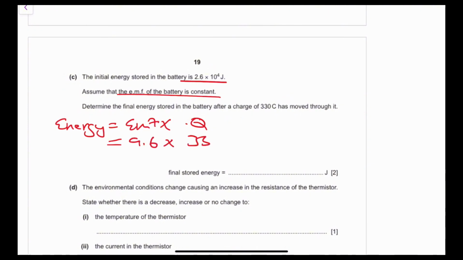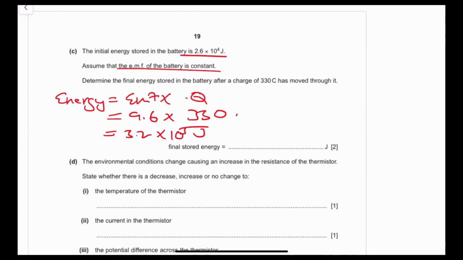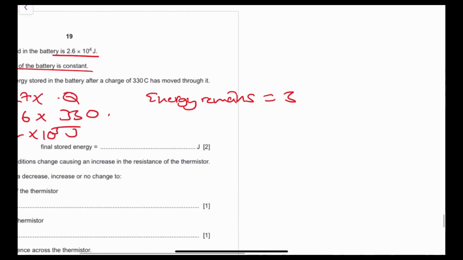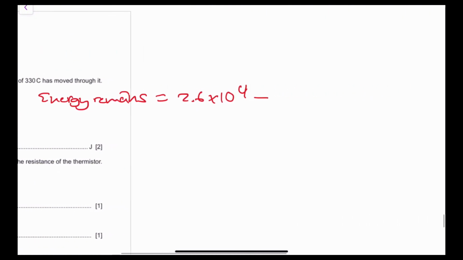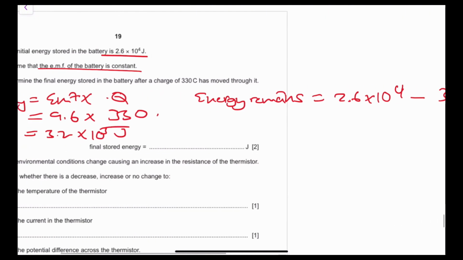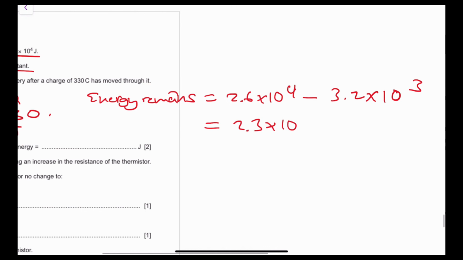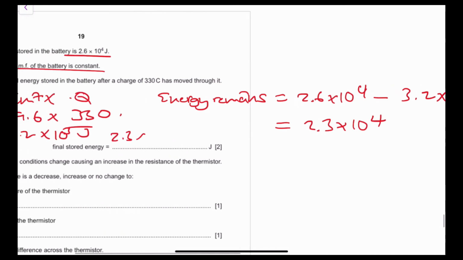So if we have 330 passing, that means the energy is 3.2 times 10 to the power of 3 joules, right? So if electrons come with a charge of 330, they're taking away 3.3 times 10 to the power of 3 joules. So how much energy remains? The energy that remains will be equivalent to 2.6 times 10 to the power of 4, subtract 3.2 times 10 to the power of 3. And that gives you a total of 2.3 times 10 to the power of 4.